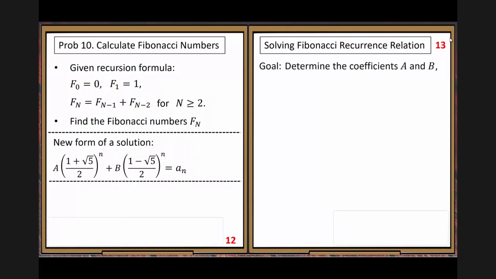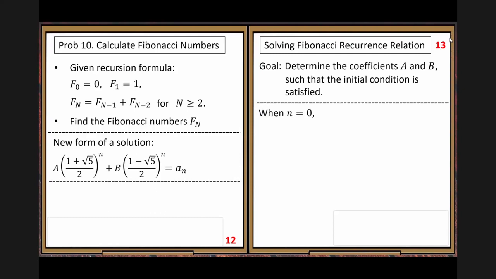Determine the coefficients, capital A and capital B, such that the initial condition is satisfied. When k equals zero, let's plug in the formula. Little a zero should be equal to this expression. The exponent zero, so each parenthesis equals one. So capital A plus capital B equals zero. So capital B equals negative capital A.